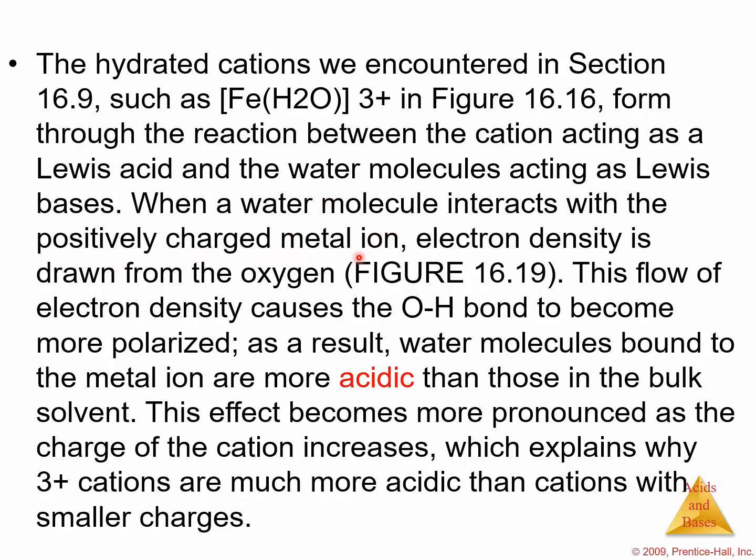interacts with the positively charged metal ion, electron density is drawn from the oxygen. This flow of electron density causes the OH bond to become more polarized. As a result, water molecules bound to the metal ion are more acidic than those in the bulk solvent. Now, this effect becomes more pronounced as the charge of the cation increases, which explains why +3 cations are much more acidic than cations with smaller charges.